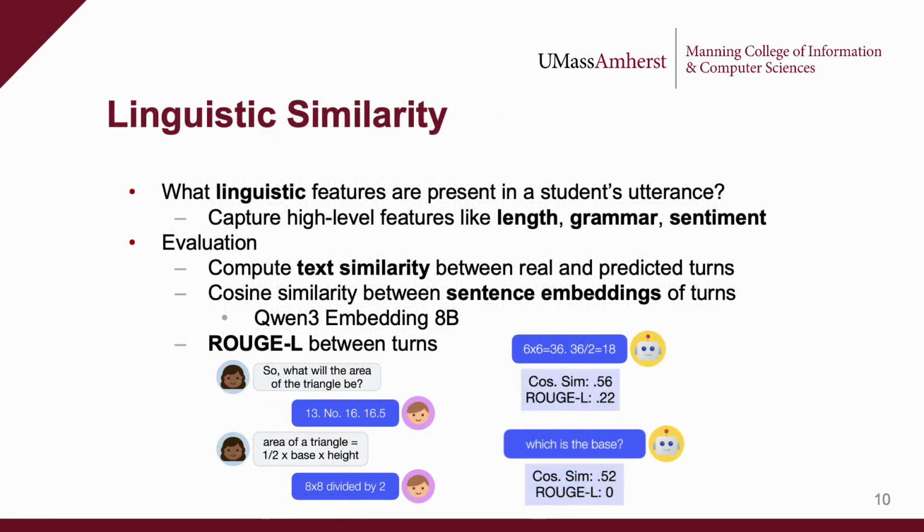Our fifth and sixth metrics focus on capturing the linguistic similarity between the simulated and ground truth student turn, capturing high-level features like length, grammar, and sentiment. We use two existing text similarity metrics, in particular the cosine similarity between sentence embeddings and the ROUGE-L between the two turns.